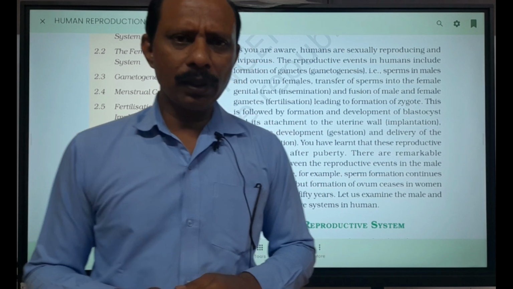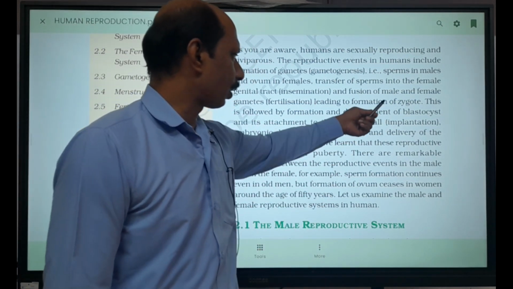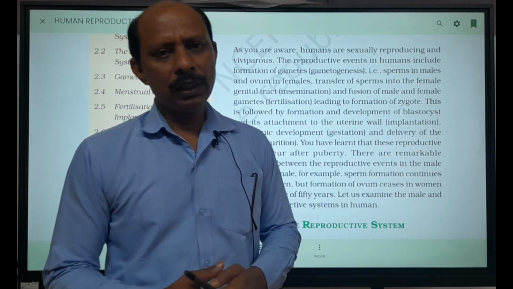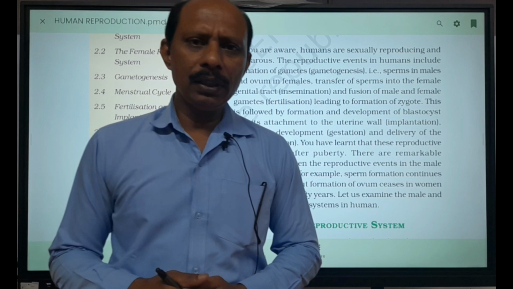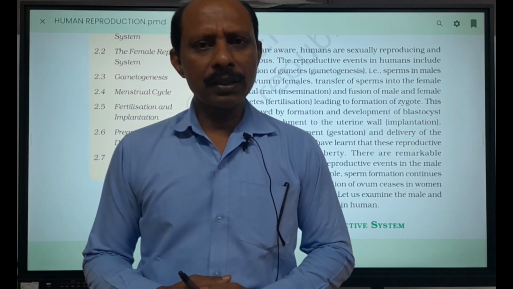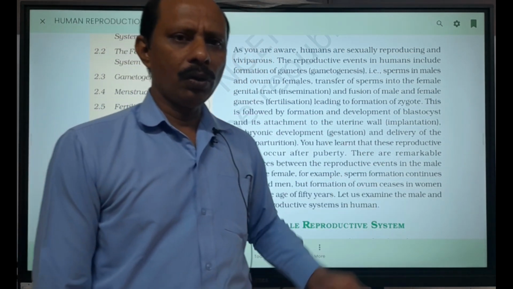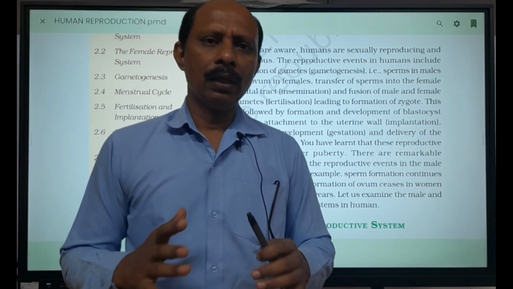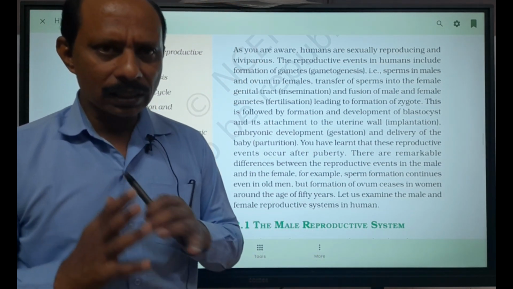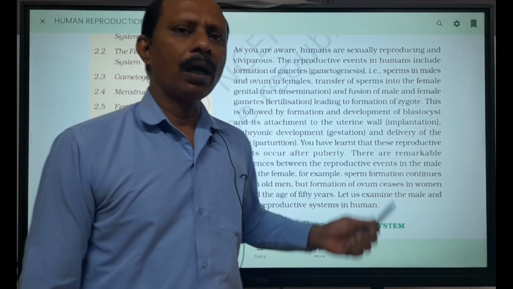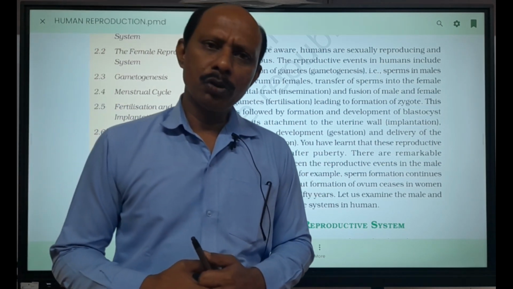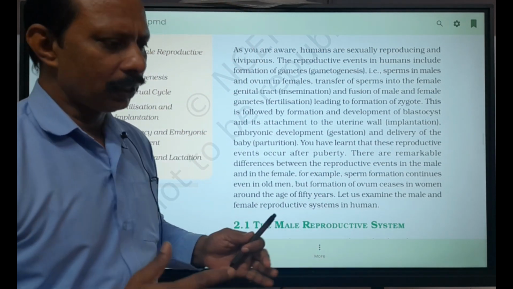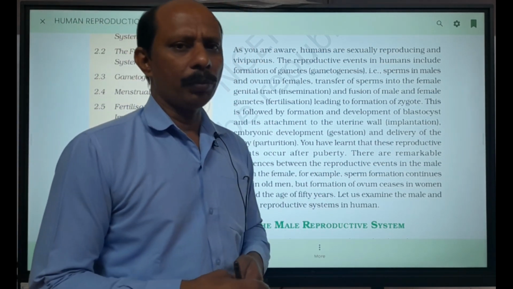Now, fertilization stage means where fertilization occurs: the fusion of male and female gametes, leading to the formation of zygote. This is called the fertilization step. The third is the post-fertilization stage, in which the zygote further develops into a blastocyst, that is blastulation, gastrulation, then organogenesis occurs, and the total gestation period up to parturition comes into the post-fertilization events. Post-fertilization events means embryonic development also. These three steps are present in all organisms, including humans.